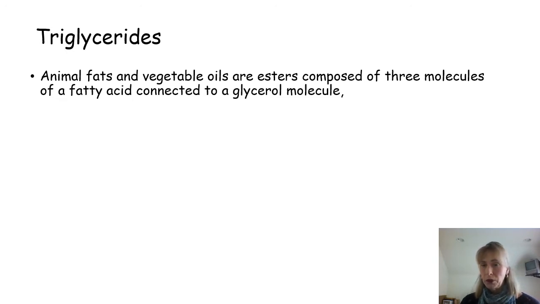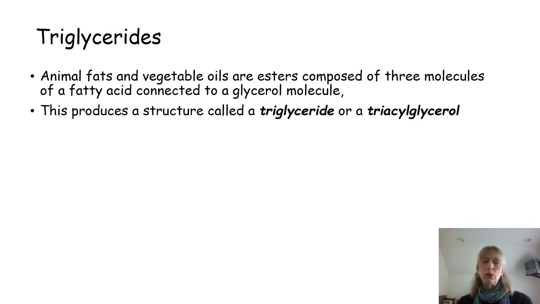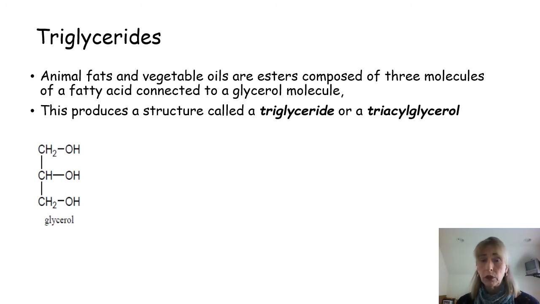So I'm using some of the terminology that we learned when we talked about alcohols. Triol, 3 alcohol units in it. So when 3 molecules of a fatty acid connect to and form an ester with a glycerol molecule, this gives you what is called a triglyceride or a triacylglycerol.